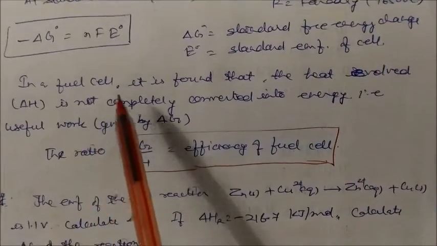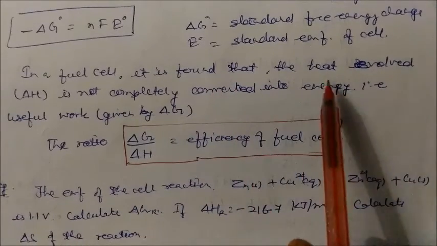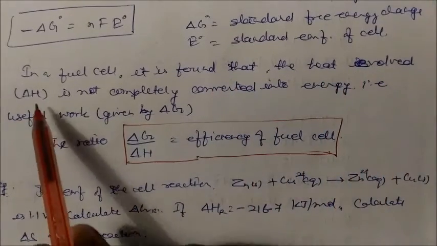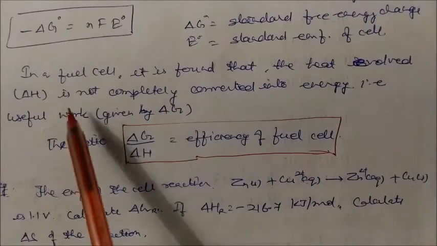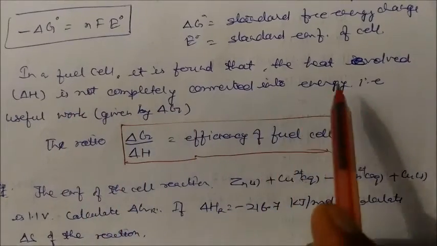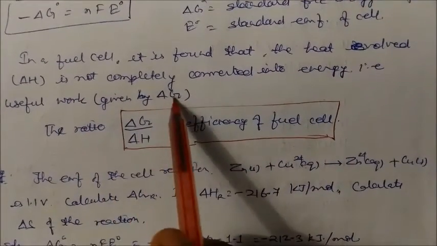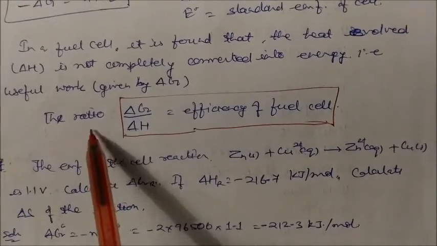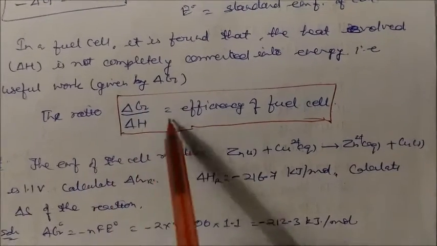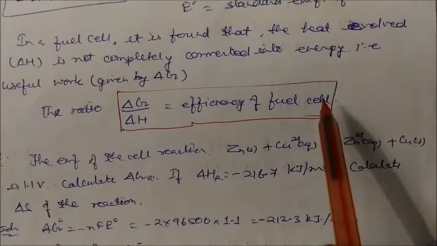So in fuel cells, it is found that the heat evolved, that is delta H, is not completely converted to energy, that is the useful work given by delta G. So we can write the ratio delta G upon delta H, which is nothing but the efficiency of the fuel cell.